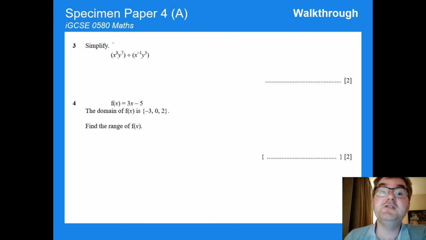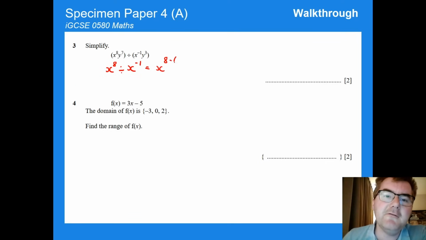On to the next question, so we've got some simplifying here. x to the power of 8, y to the power of 7, divided by x to the power of -1 and y cubed. The way we do this is we separate it out into 2 parts. So we work out the x parts first. We're doing x to the power of 8 divided by x to the power of -1. Now remember, if we're dividing, it means subtracting the indices, but we have to be very careful because we've got 2 minuses here. So 8 minus -1 becomes 8 plus 1. And so x to the power of 9.